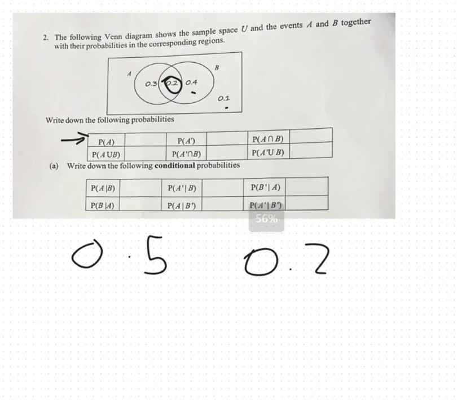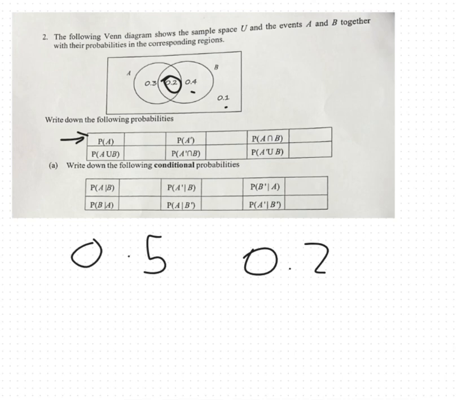Okay, next is P of A union B. That would be the entire thing, which is 0.3 plus 0.2 plus 0.4, which is 0.9 over 1, which is 0.9. Next is P of A complement intersection B. The key thing over here is to identify the region. A complement intersection B means outside A but inside B, which is this part. So it is 0.4, and obviously 0.4 over 1 is equal to 0.4.